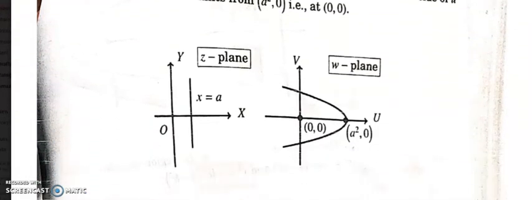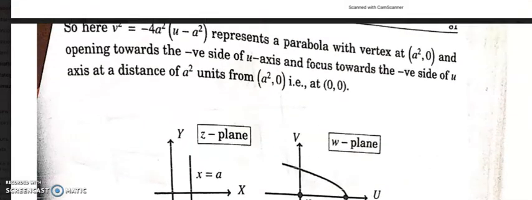So x is equal to a is in the z plane, a straight line cutting the x-axis. What is the image of this x is equal to a? The image is a parabola. So finally we reached a parabola here, right? This is a parabola. What about the vertex? Vertex is a square comma 0.